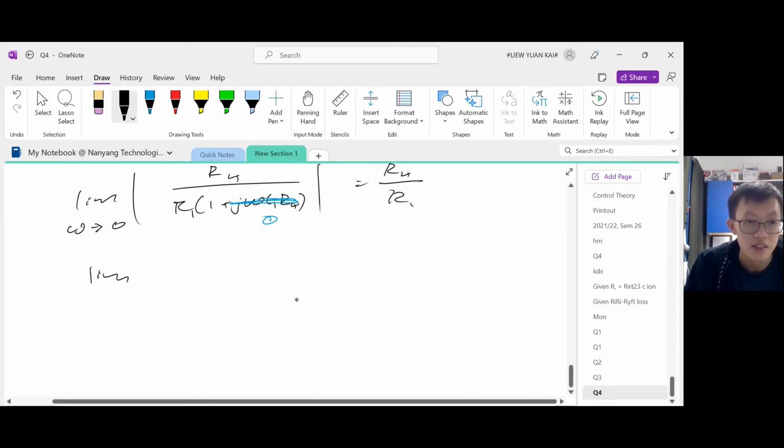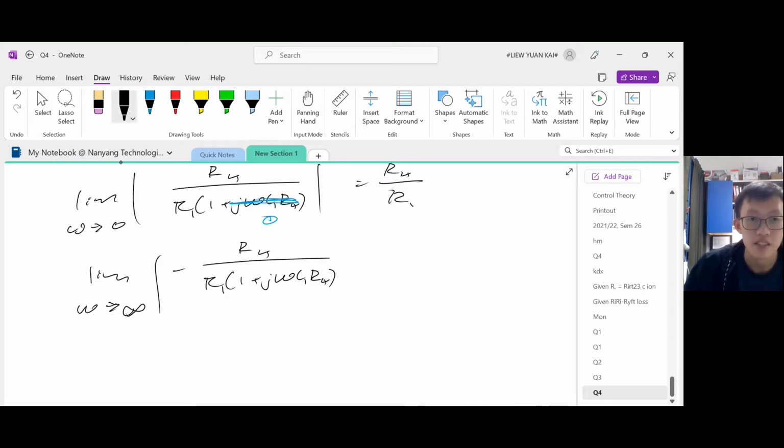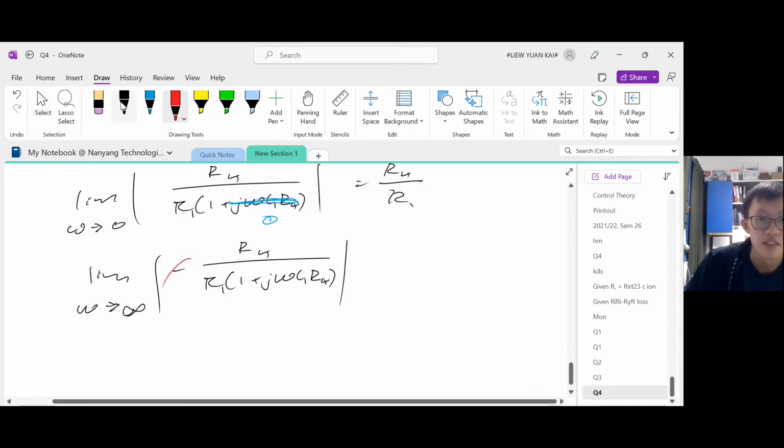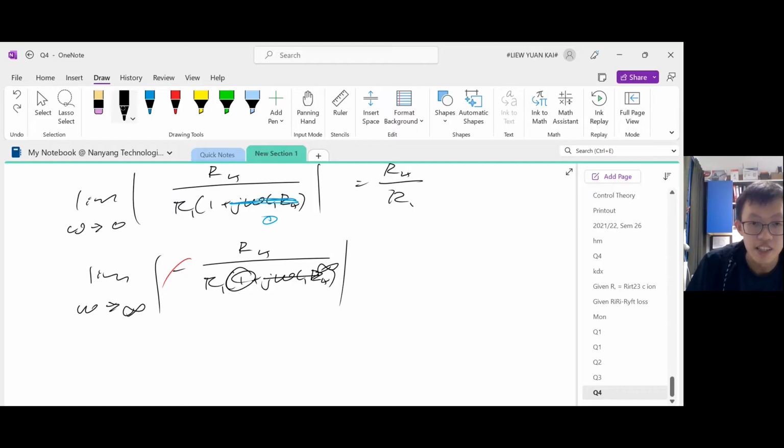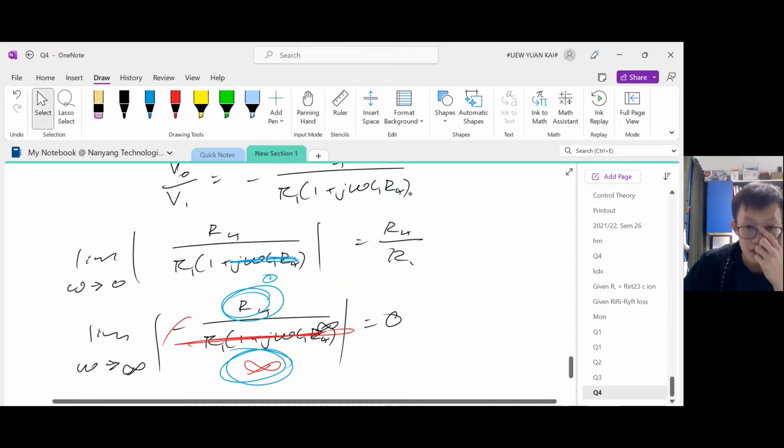Now take the high frequency limit. Okay, magnitude is, get rid of this. This goes to infinity. See, 1 plus infinity is just infinity. Something times infinity will just also be infinity. So all of this goes to infinity. Then something divided by infinity will just be 0. Okay, now check the results.